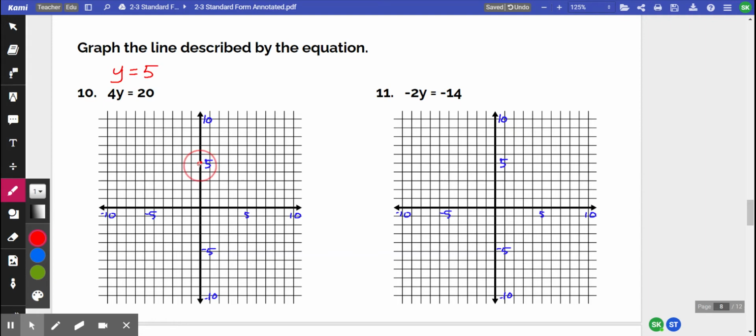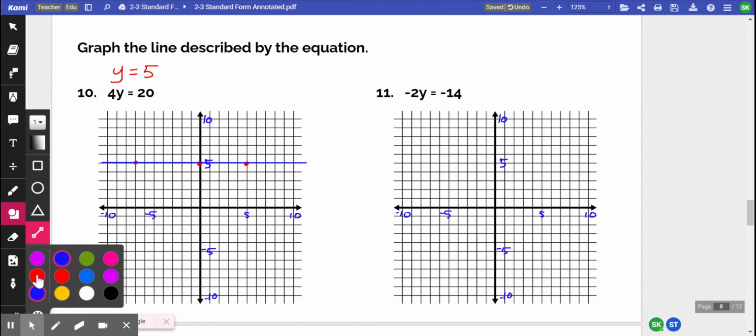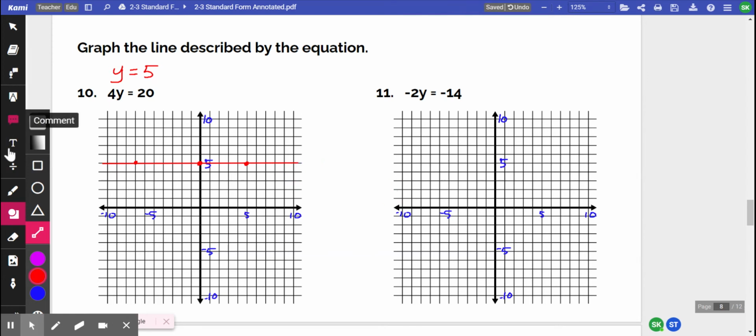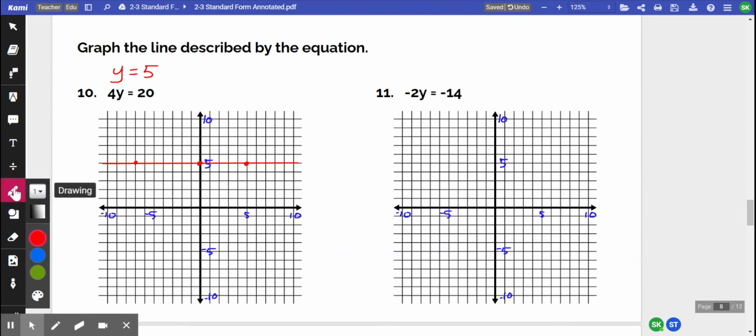So y equals 5 when x is 0, y equals 5 when x is 5, y equals 5 when x is -6 or -7. And do you see how now we have created a horizontal line? Oops, let's change that to red. And there we go. So number 10 ended up being a horizontal line.